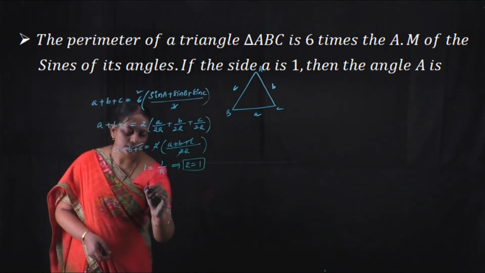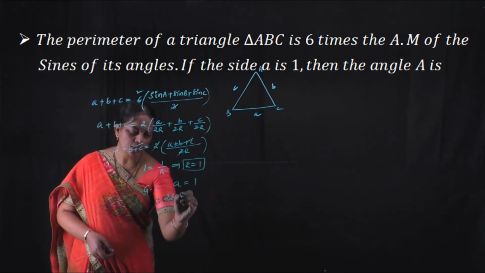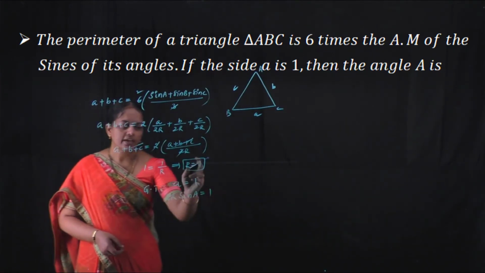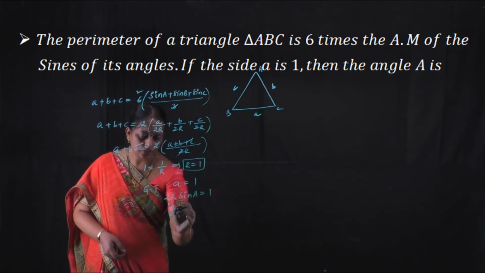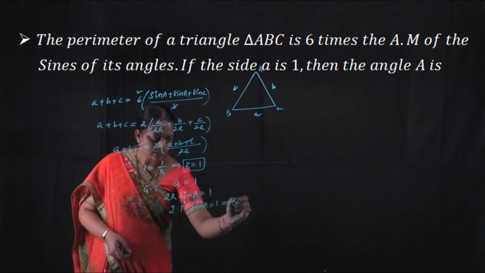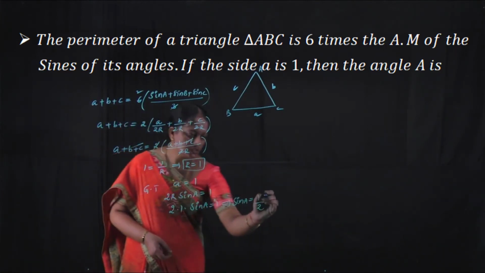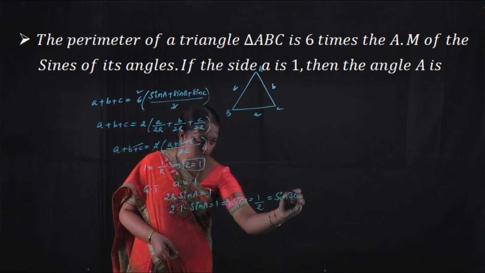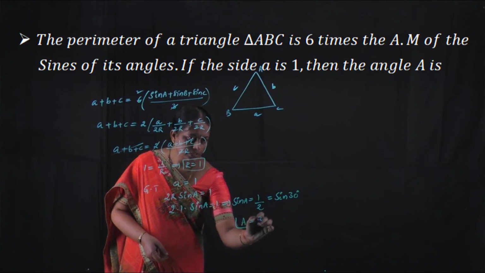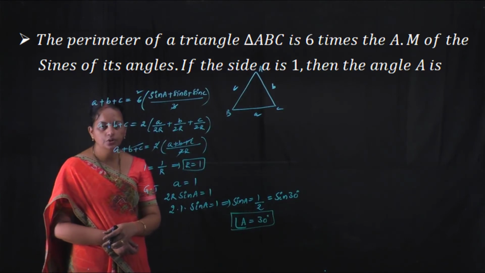And we are given that the side small a is equal to 1. From the sine rule, small a means 2R sine A. This is equal to 1. And we know that capital R is equal to 1. By substituting that, we get 2 into 1 into sine A is equal to 1. From this we can write sine A is equal to 1 by 2, and we know that 1 by 2 is equal to sine 30 degrees. So sine A is equal to sine 30 degrees. By comparing on both sides, we get angle A is equal to 30 degrees. That is, angle A is equal to 30 degrees.